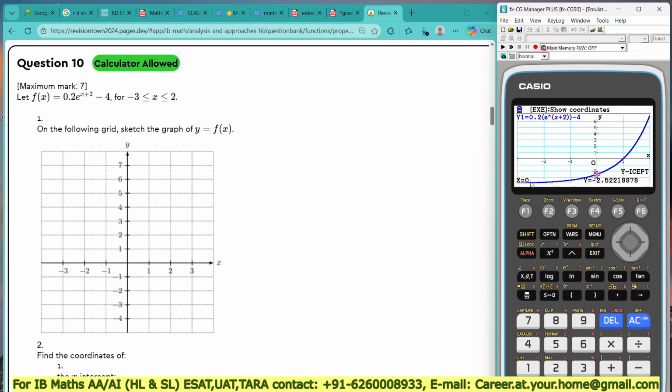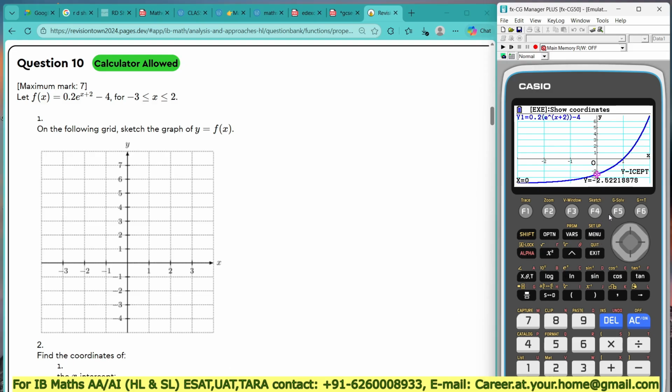So for the y-intercept, you are getting y equals to -2.522. So you can plot it in your graph paper, and you have to point out these points. For example, (0, -2.522), like this. Are you getting this thing? Okay, this is also your second part. If you see your question, this is the second bit: find the coordinates of x-intercept and y-intercept.